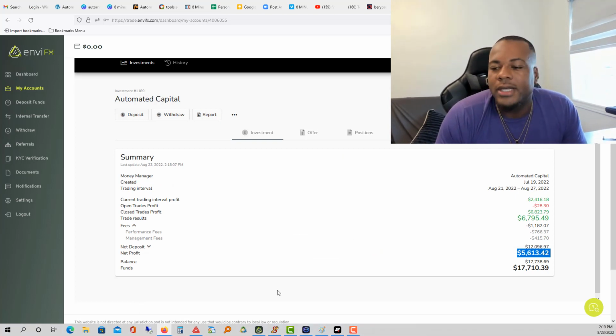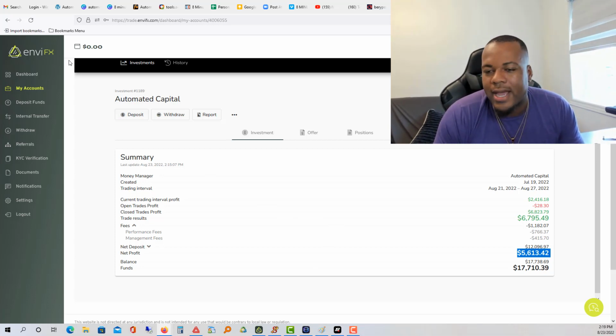In a nutshell, it's a no-brainer for me, because the money stays inside the EnviFX Forex account. Automated Capital cannot run away with the money. They can't touch the money. All they can do is trade on that money. This is why I love this gig so much, because we've come across all the rug pulls and all the stupidness with other platforms. It's finally a breath of fresh air to get a platform where you can sleep at night knowing that your money is safe.